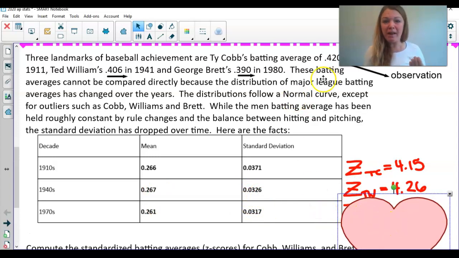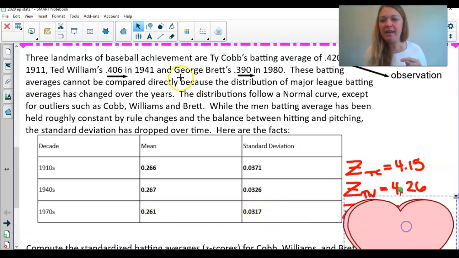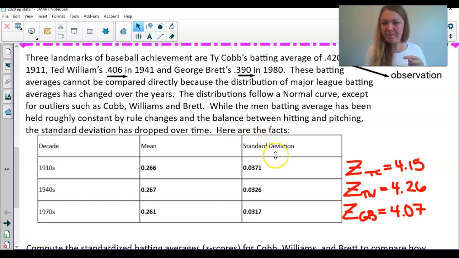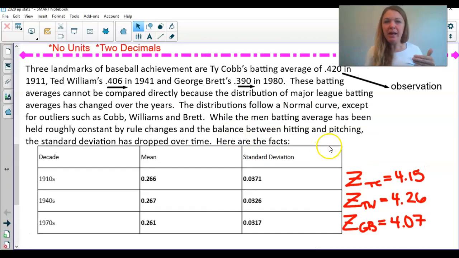And finally, George Brett, he's in the 1980s, so we're going to go with the decade of the 70s there. 0.390 minus 0.261 divided by 0.0317. And he had 4.07.